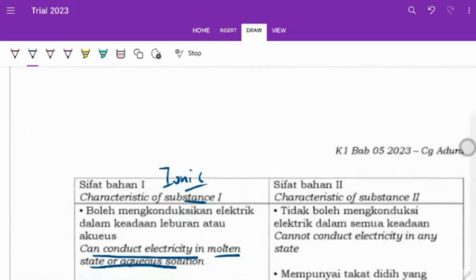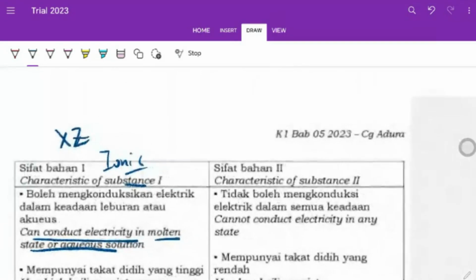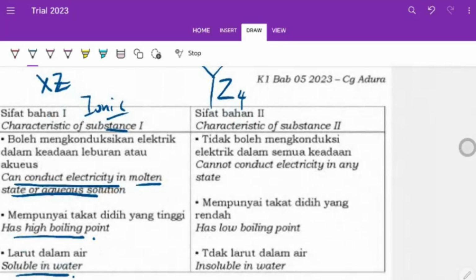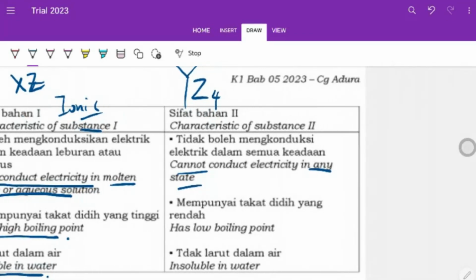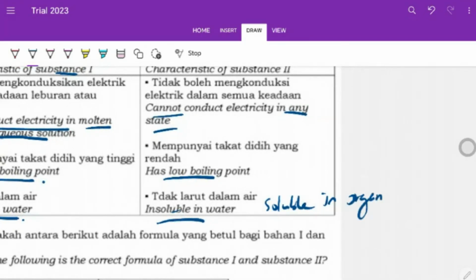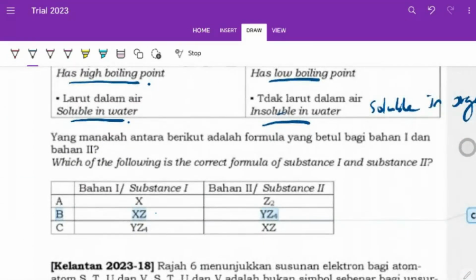Number 2, say ionic, it will be SZ. This one will be YZ4. Cannot conduct electricity in any state. Low boiling point, insoluble in water or soluble in organic solvent. So 1 and second. YZ4.